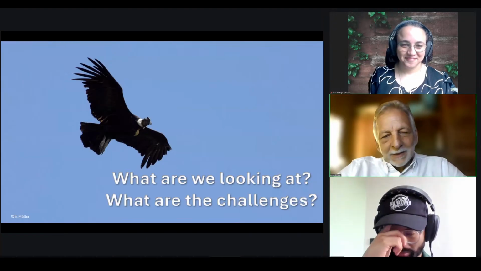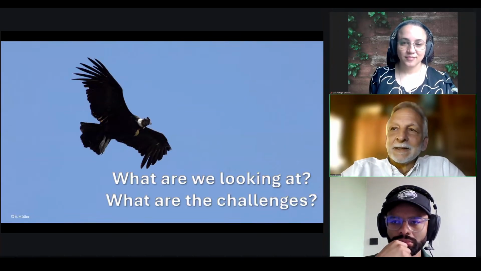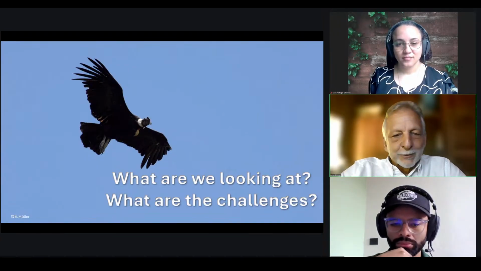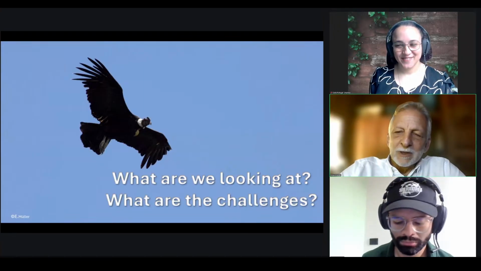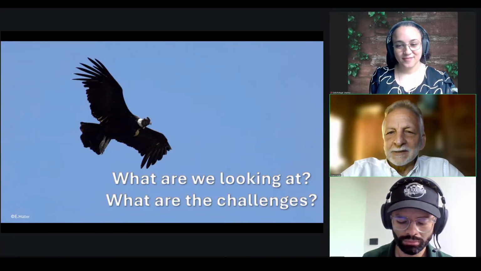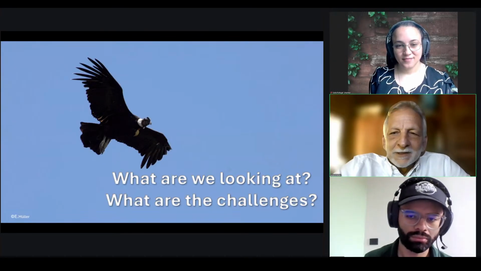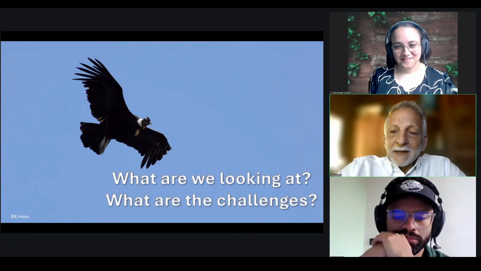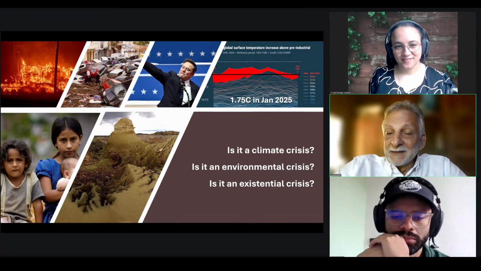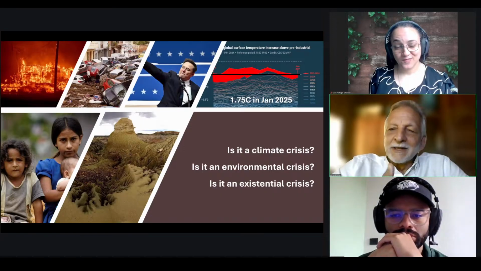So what are we looking at? If we go to southern Chile, the Andes, Bolivia, and so on, we see these beautiful birds, and they fly way on top. So what are we looking at? What are the current challenges we are facing? Is it CO2? Are we going to solve this with electric cars? Is it a climate crisis? Is it an environmental crisis? Or is it an existential crisis? Is it actually the end of our civilization? Is it the collapse of our civilization?